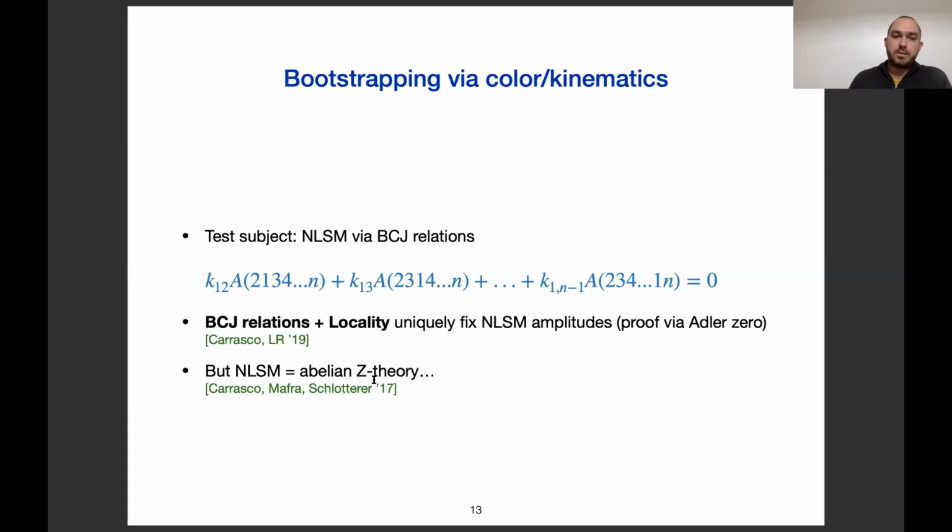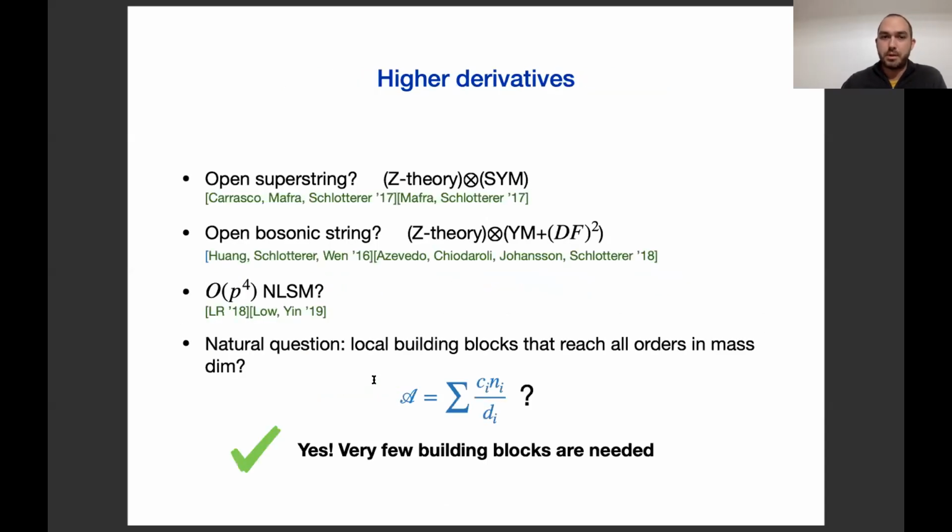Recently, we've learned that the sigma model is nothing other than just a linear Z theory. So this gets you thinking, can we do higher derivatives? Can we do the open string, which we know is Z theory combined with super Yang-Mills, or the open bosonic string, or other crazier things like the O(N) sigma model? So it's a natural question. Can we find local building blocks that reach all orders in mass dimension of this form, where this is in a color dual form?